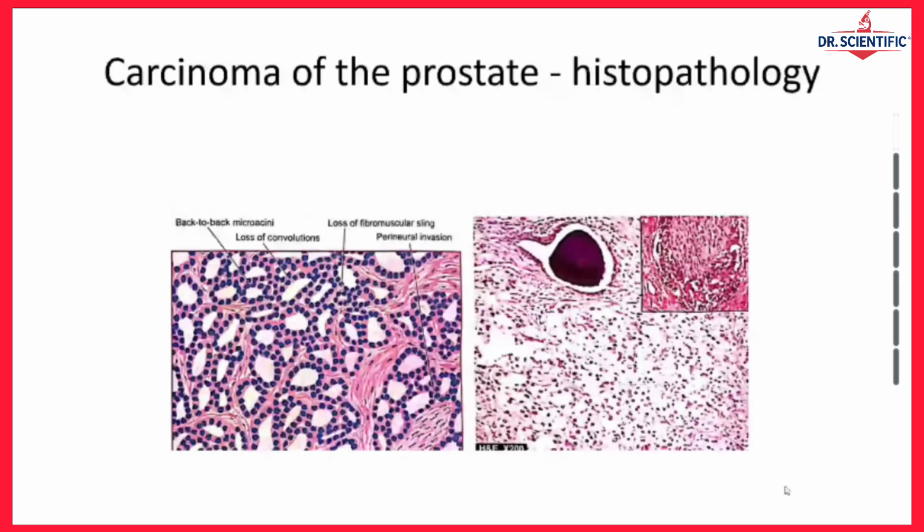Looking at this histopathologically, you can see microacini, loss of convolution, and so on. Perineural invasion means it is invading the nerves within the prostate, because the prostate still has to have a nerve supply.